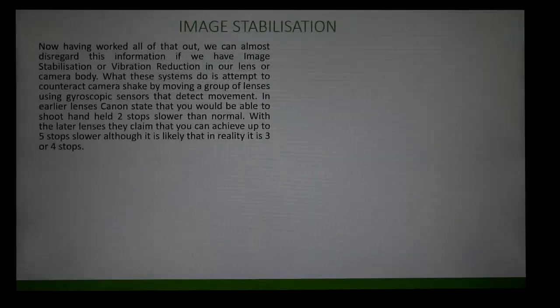Image stabilization. Now, having worked all of that out, we can almost disregard this information if we have image stabilization or vibration reduction in our lens or camera body. What these systems do is attempt to counteract camera shake by moving a group of lenses using sensors that detect movement. In earlier lenses, Canon state that you would be able to shoot handheld 2 stops slower than normal. With the later lenses, they claim that you can achieve up to 5 stops slower, although it is likely that in reality it is 3 or 4 stops.